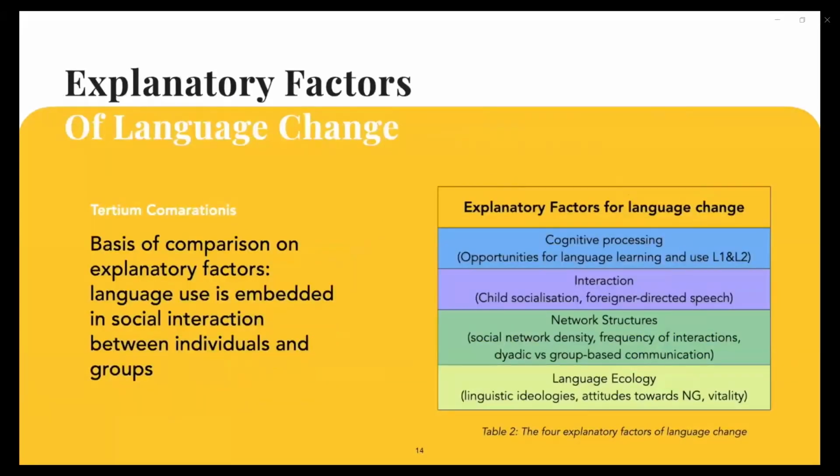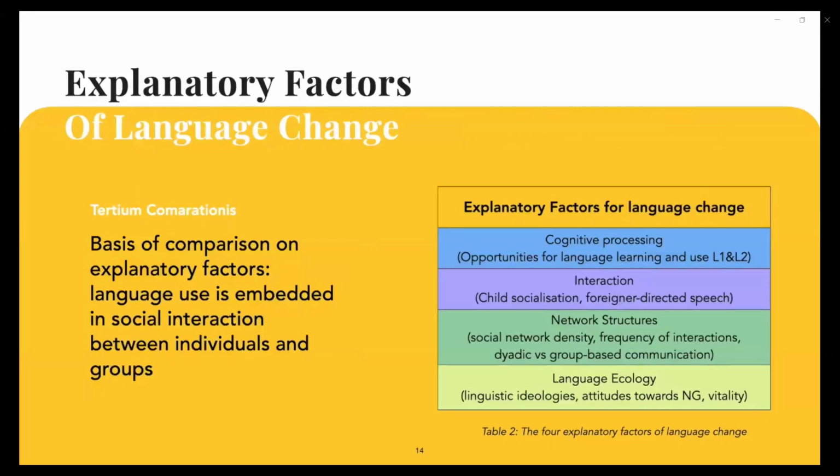Now on to our tertium comparationis, the explanatory factors of language change. The reason that I think that comparing social contexts has been more difficult in the past is because we weren't sure what elements are similar across peoples and groups. But I do think actually in academic research we have a better idea of what these things might be. So these bases of comparison, we call them explanatory factors, in this project.